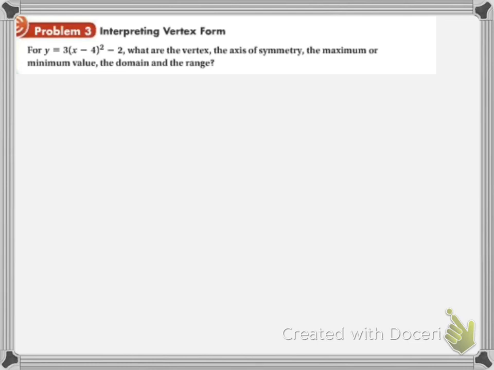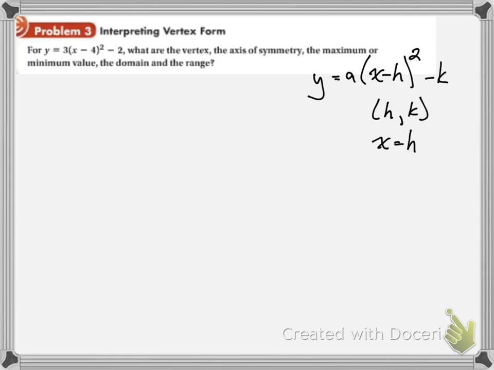If you remember with absolute values, our vertex form, or our standard form of our equation, would be y equals a, and then it's x minus h. Because it's a quadratic, it's squared instead of the absolute value, minus k, where your vertex was h, k. Axis of symmetry was x equals h, and so on and so forth.